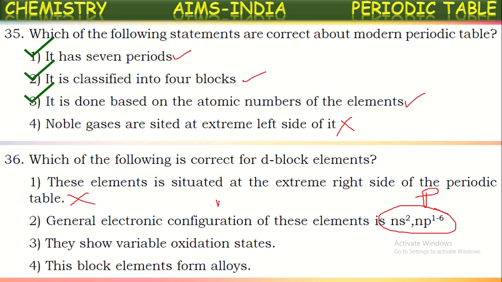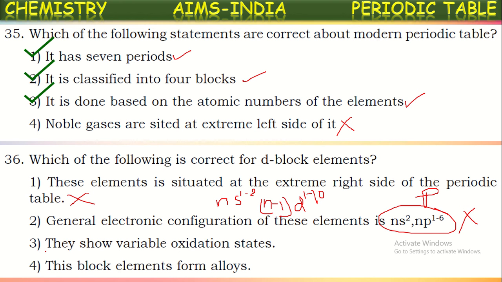For them, the general electron configuration is ns1-2 (n-1)d 1 to 10. So it is also an incorrect statement.